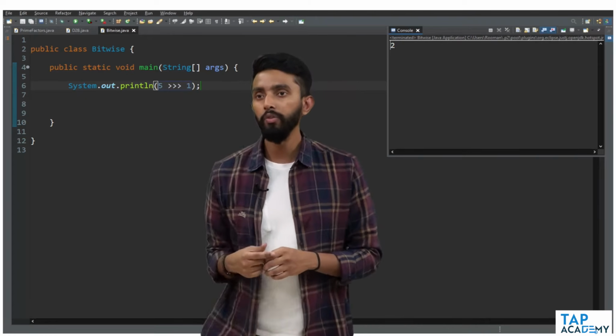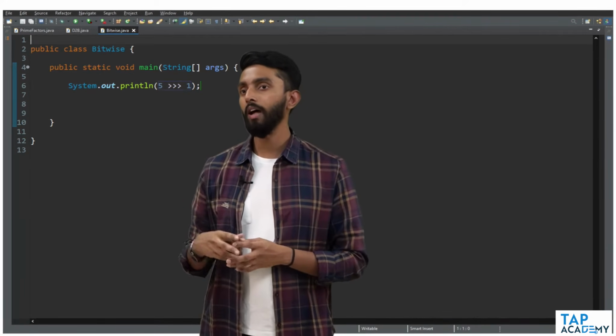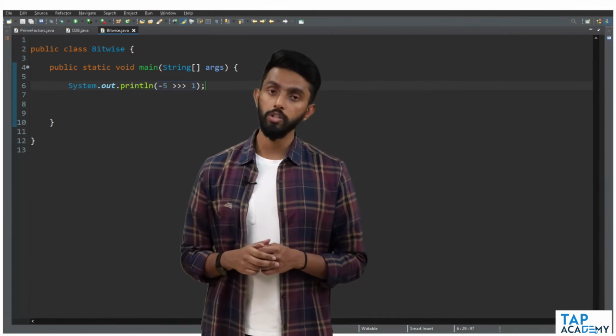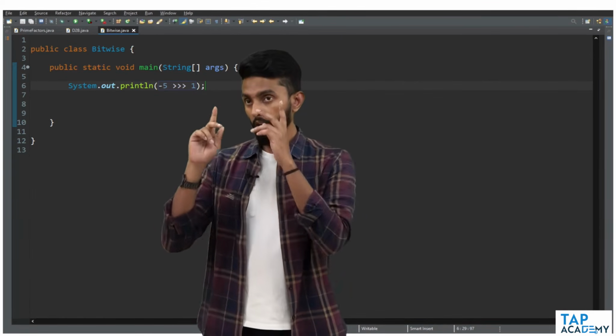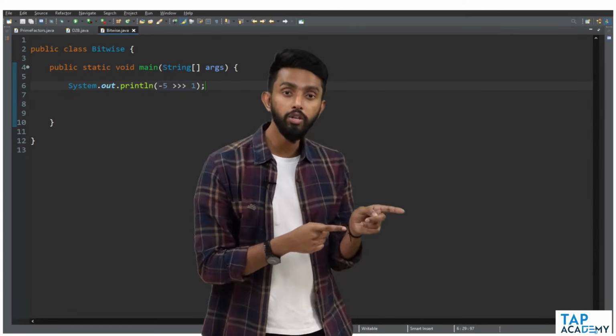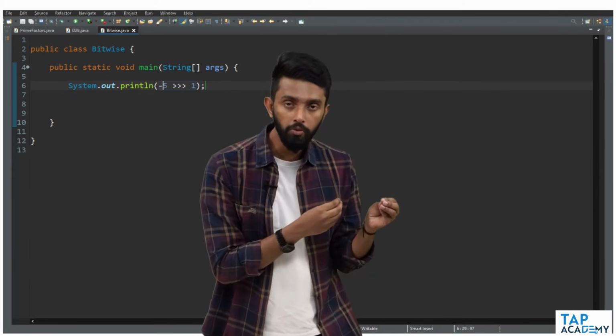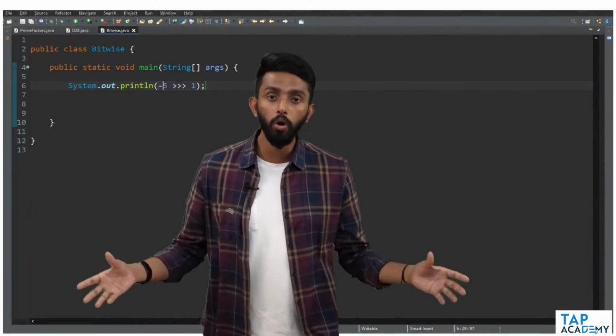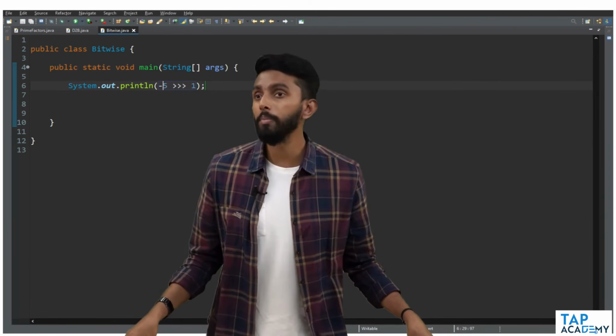Now if I go and make that -5, this is where the true difference comes into the picture, right? For the right shift operation, we got a negative number. But because this is unsigned right shift, you should be getting a positive number. Really, will this happen? Watch it.